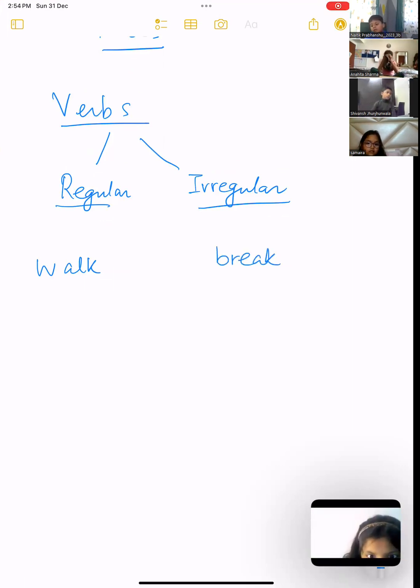Are these two verbs, children? Shivansh, eyes on the screen. Yes, ma'am. Shivansh, 30 minutes. Only think about the class, okay? Yeah. These two are verbs.